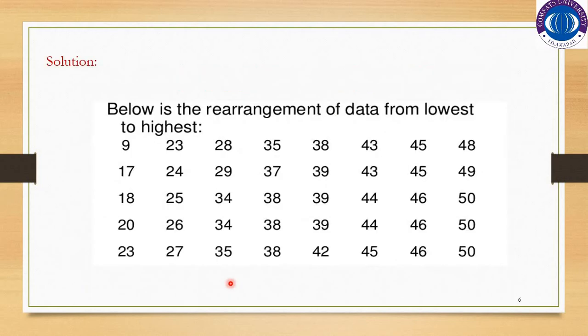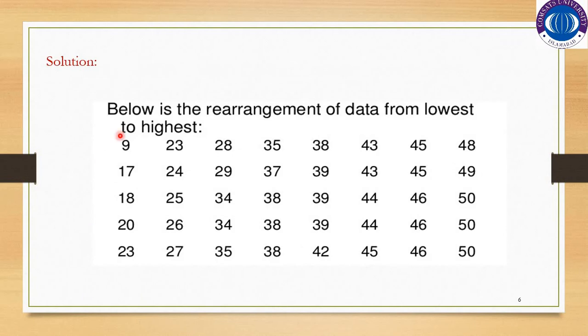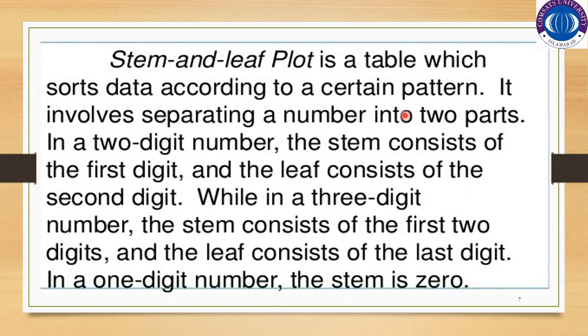Here we have simply arranged it from lowest to highest value. The lowest value in the data is 9 and the highest value is 50. So they simply arranged it like this: 9, 17, 18, 20, 23, 23 as it comes two times in the data, 24, 25, 26. The very last one is 50. This is the rearrangement of the data from lowest to highest.